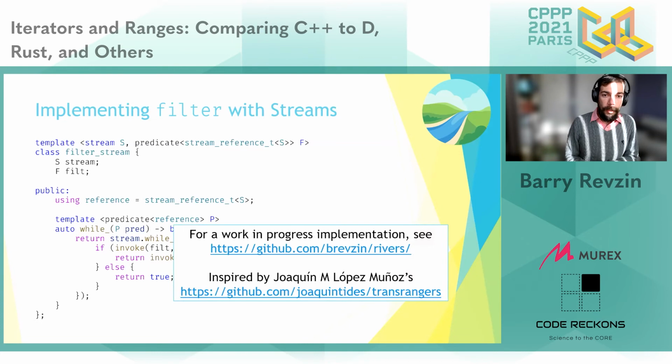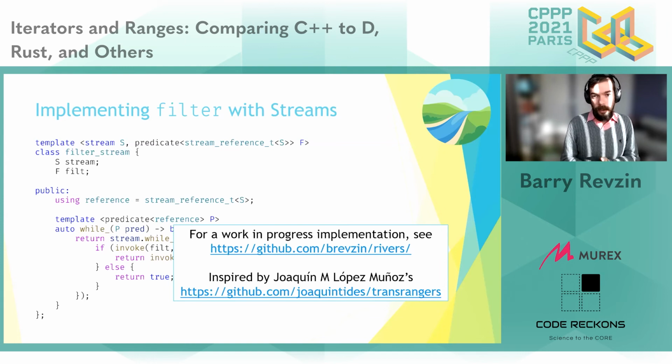I've been working on an implementation of this that you can check out on GitHub. I called my library Rivers, similar because it's based on the Java streams library. And I named it Rivers largely because in C++20, the ranges views namespace is typically abbreviated RV, so it's kind of cute that it's close to that. In addition to being inspired by the Java stream library, it's also inspired by Joaquin Lopez Munoz's Transrangers library, which you can check out at this link as well.